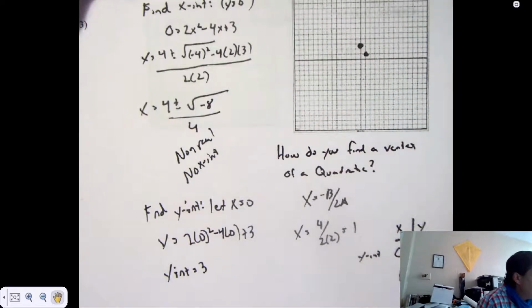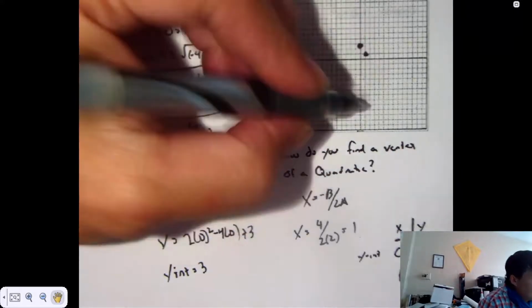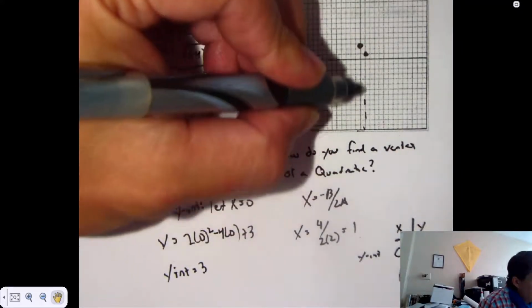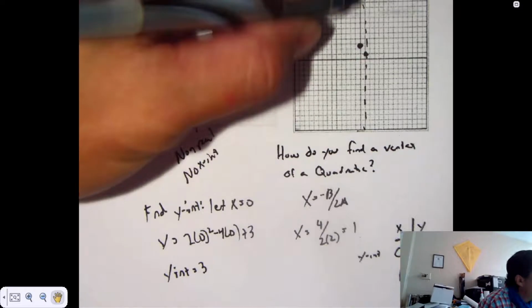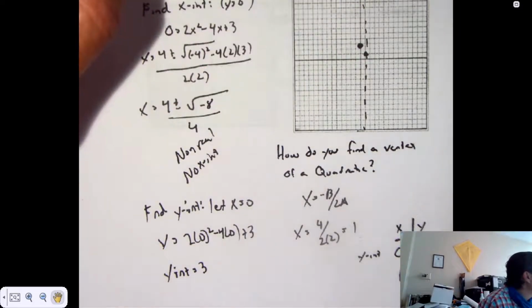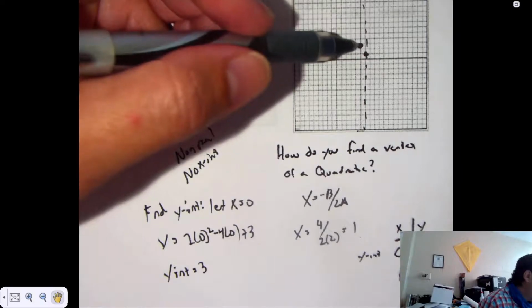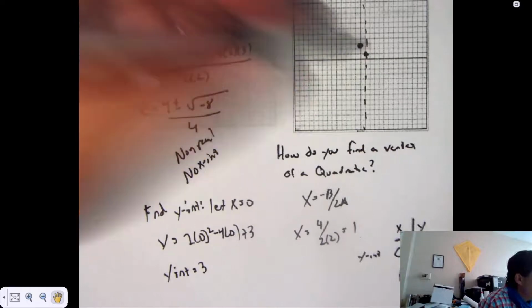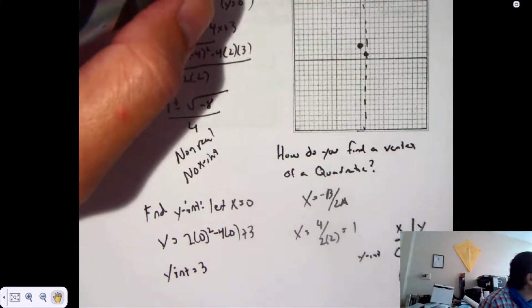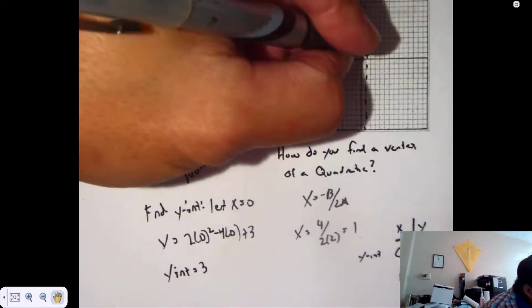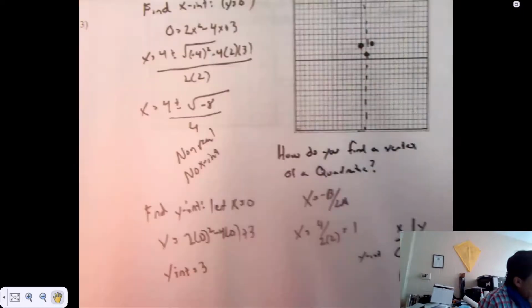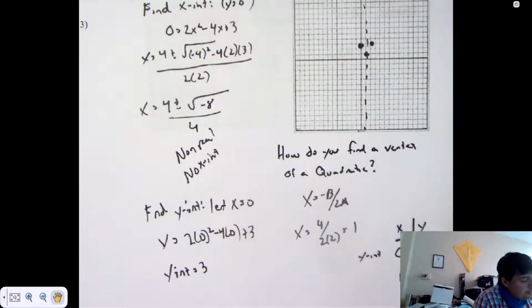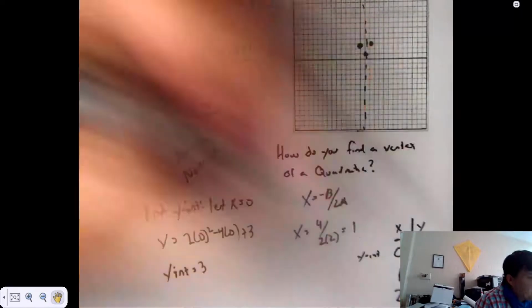Now, this point, the vertex, is very, very important. It's basically the middle of a graph. So we'd like to draw in what we call the axis of symmetry. You've got this little point to the left of your vertex. Where's another point? To the right. So it's going to be over here. So we actually found another point. It was at 2, 3, and it was found by symmetry.